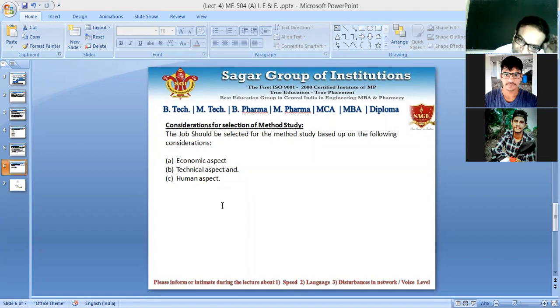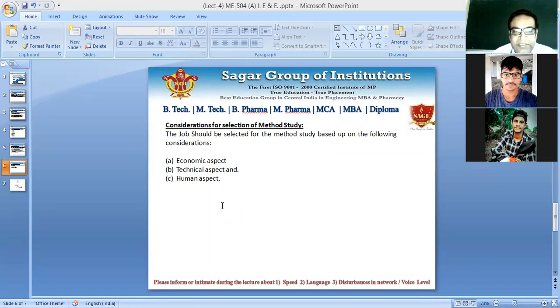So some other factors are there which favor the technical aspect. One is a job having inconsistent quality, operations which generate a lot of scrap, and frequent complaints from the workers regarding the job. So these were the things.